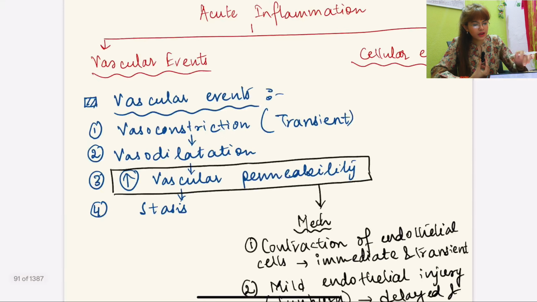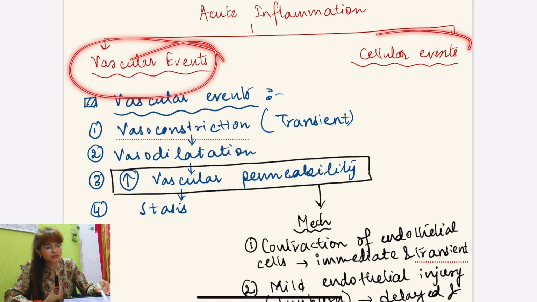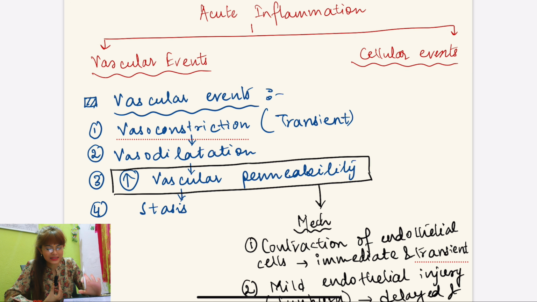As you know, there are some vascular events and some cellular events taking place in this entire process of acute inflammation. So I'm going to talk about each of these in detail.